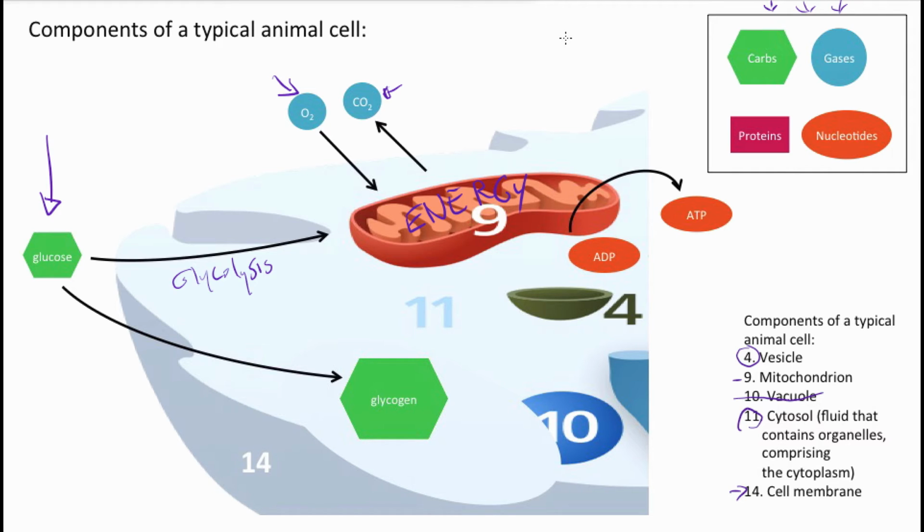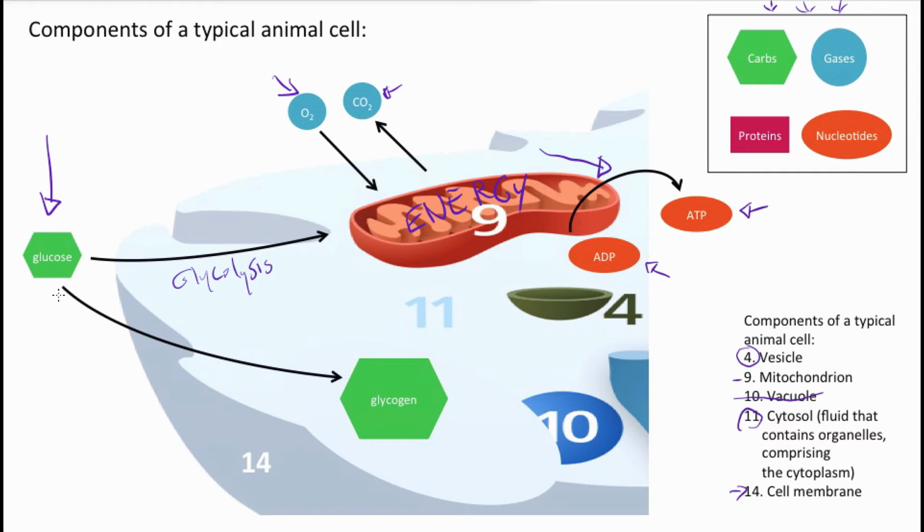And why do we do all of this? Because we're trying to charge the battery here. I like to call ADP the uncharged battery, and this arrow here represents the addition of energy and the enzymatic conversion of ADP to the fully charged version of this battery, which is ATP. So that's part of the story.